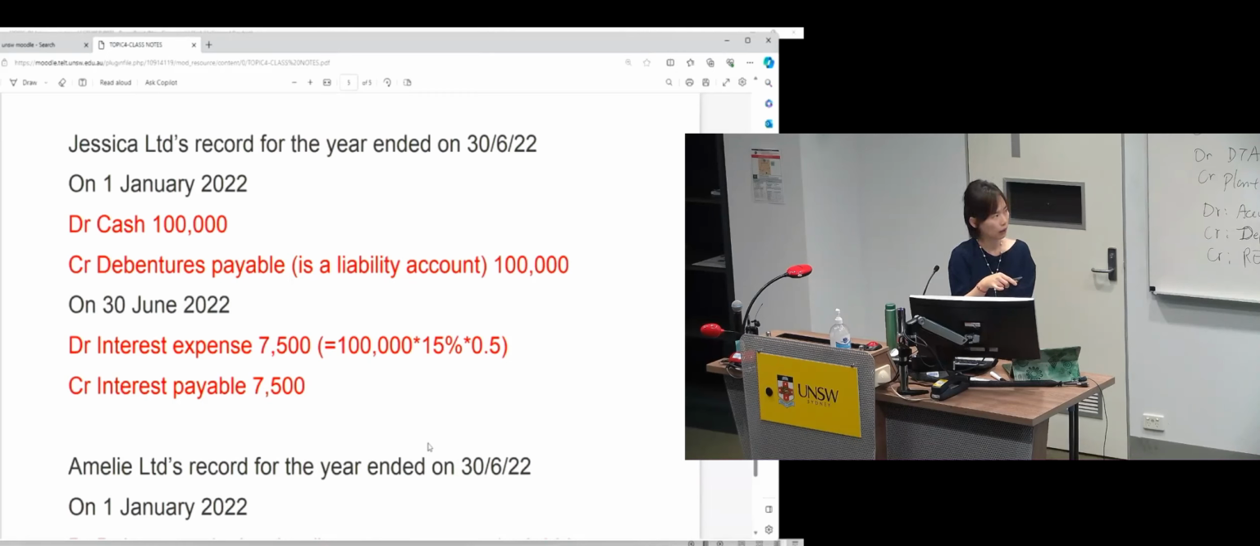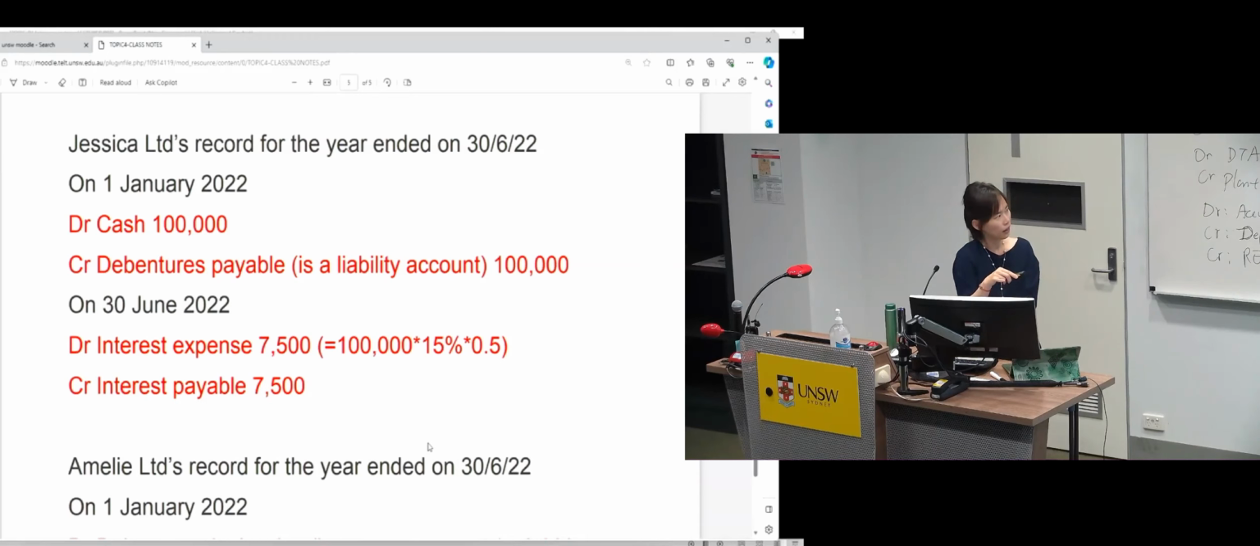Now how to calculate the amount of interest here? The value of debenture, 100,000, multiplied by interest rate 15%. How many months, or say how many years? Half a year. That's why you need to multiply by 0.5. Okay, so always pay attention to the date.